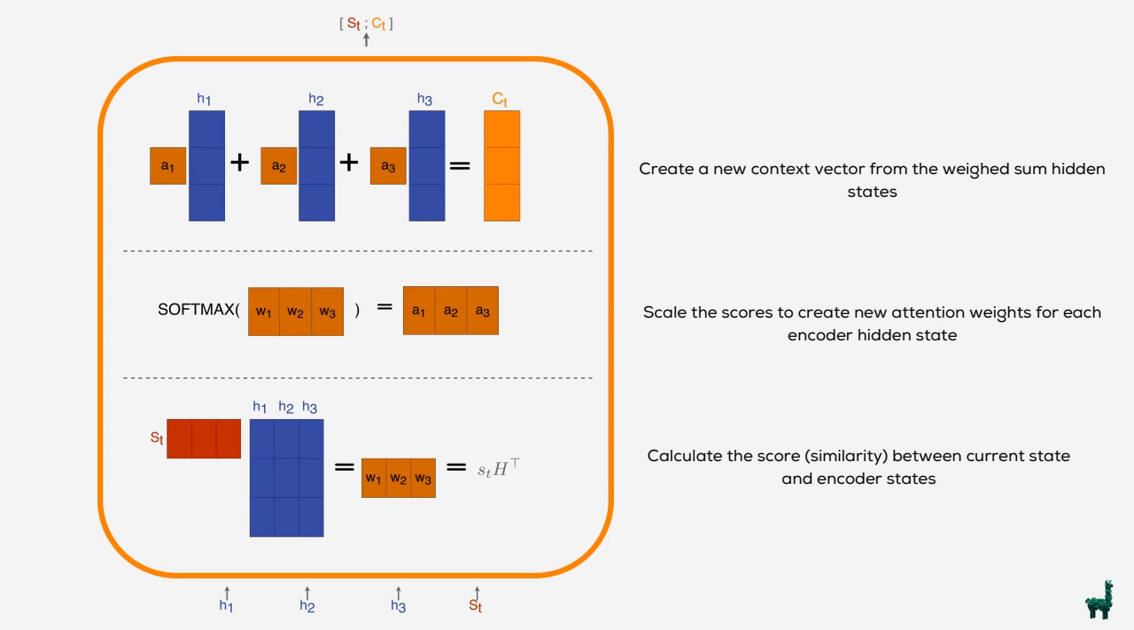But the most important thing is: calculate how similar you are to the encoder states, do a softmax, and then do a weighted sum and get your context vector. And with this, each time step of the decoder has the required information it needs.